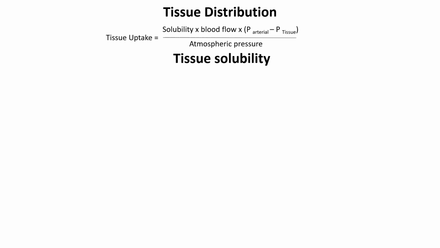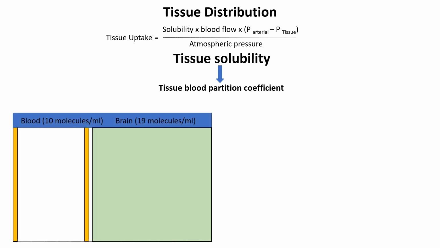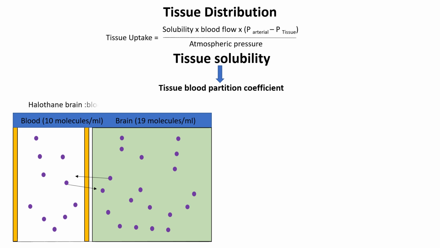Solubility of anesthetics in tissues is explained by the blood-tissue partition coefficient, just like the blood-gas partition coefficient determines the uptake of anesthetics into the blood from alveoli. The tissue-blood partition coefficient quantifies how much of an anesthetic is dissolved in tissues like the brain relative to the blood at equilibrium. A higher coefficient means the anesthetic is more soluble in tissues. Therefore, for a given partial pressure, the concentration in the tissues will be higher compared to the arterial blood. For halothane, the brain-blood partition coefficient is 1.9.